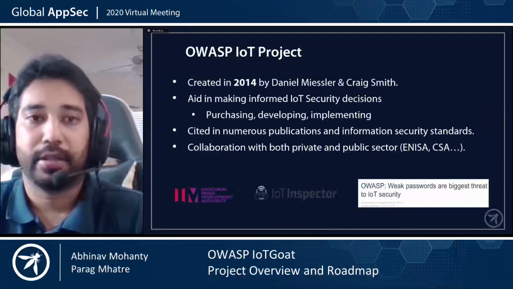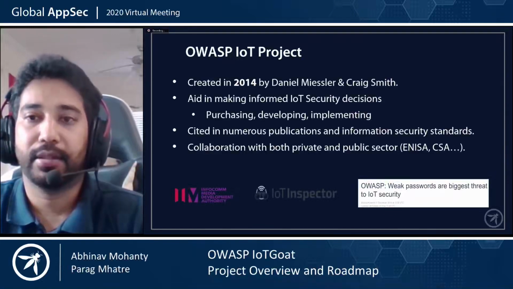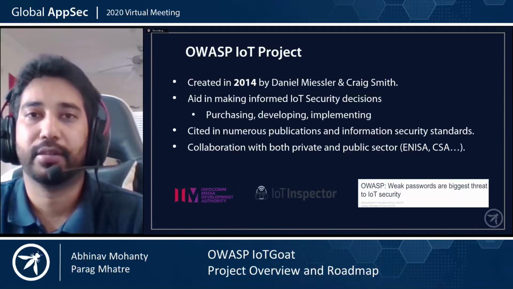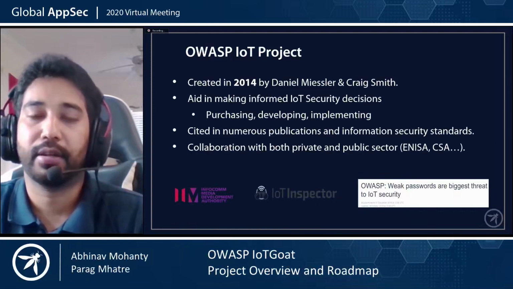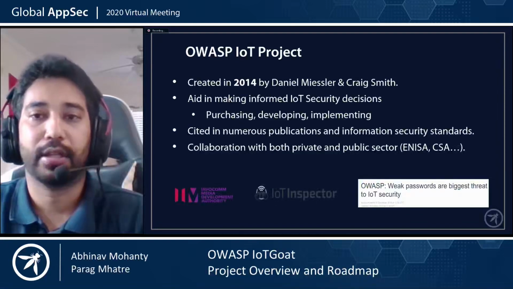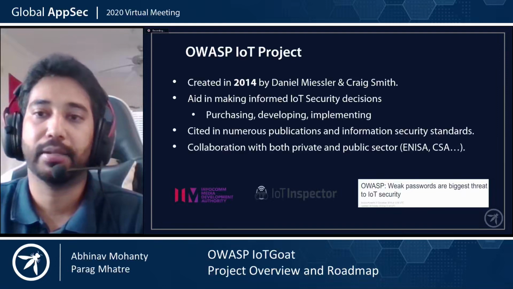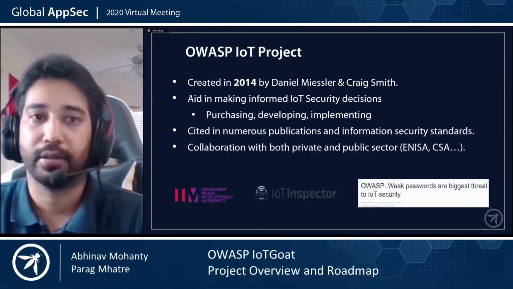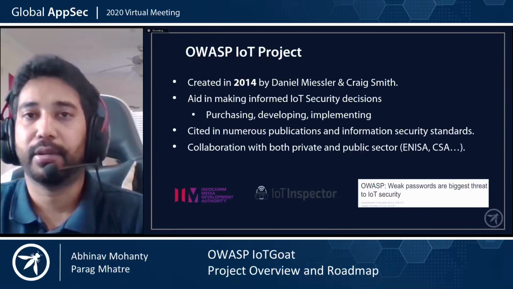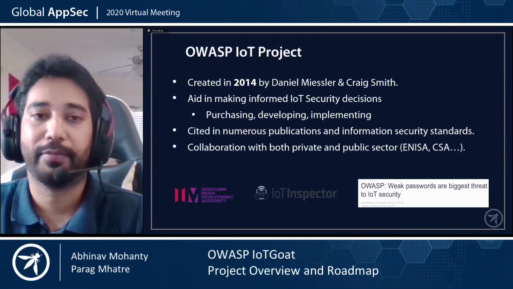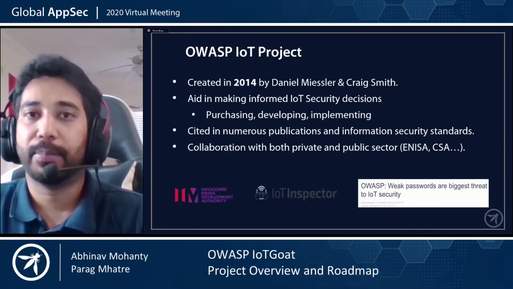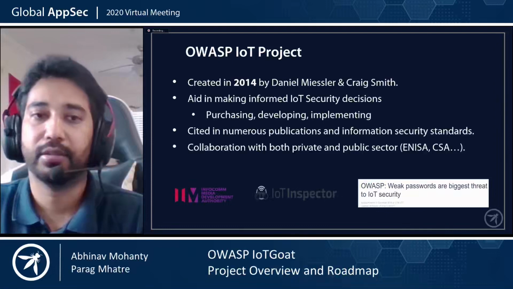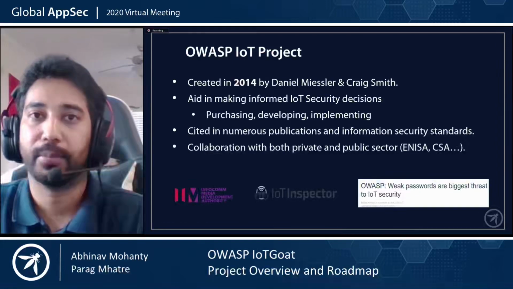The OWASP IoT project was started in 2014 by Daniel Meisler and Craig Smith with the goal to help manufacturers, developers, and consumers better understand the security issues associated with the Internet of Things and to enable users in any context to make better security decisions when building, deploying, assessing, or buying IoT technology. The OWASP IoT project has a number of sub-projects as well, and they have been cited in numerous publications and information security standards globally. The project has collaborations with organizations from both private and public sectors, and more information about this can be found at the OWASP IoT project page.